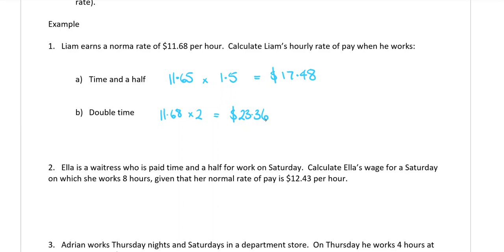Oh, did I change it? That should have been an 8. Oh, that means I probably changed my answer too. So 11.68 times 1.5. Oh, it is slightly different. Thank you. I just wrote the number down then. 17.52. Thank you. All right, next one, question 2.